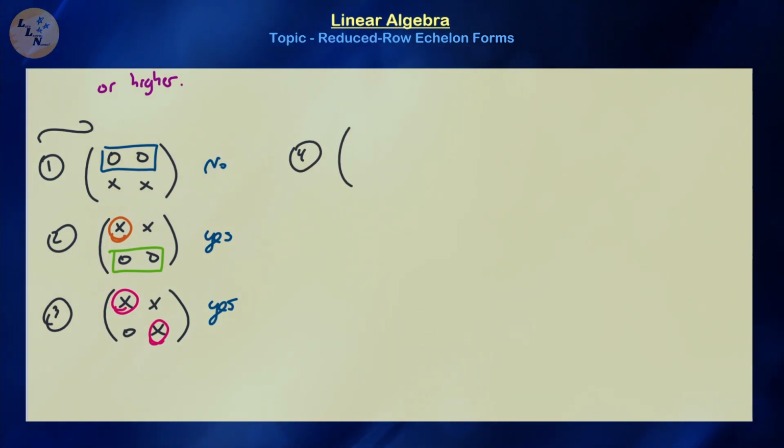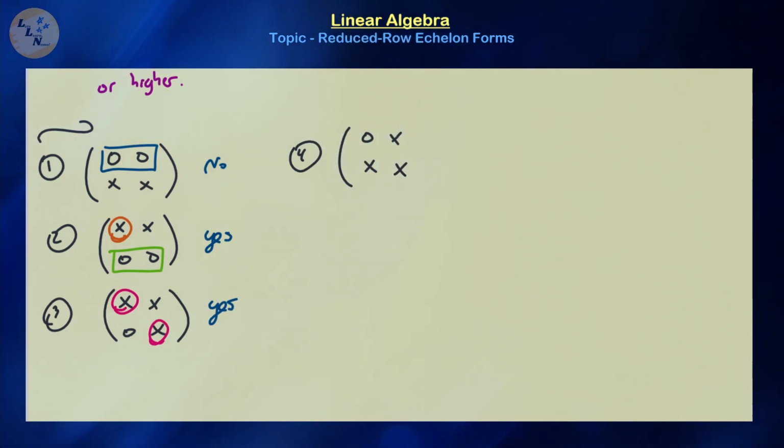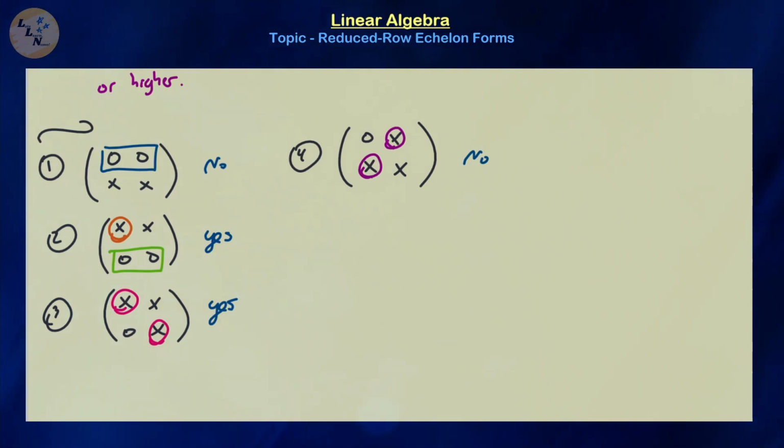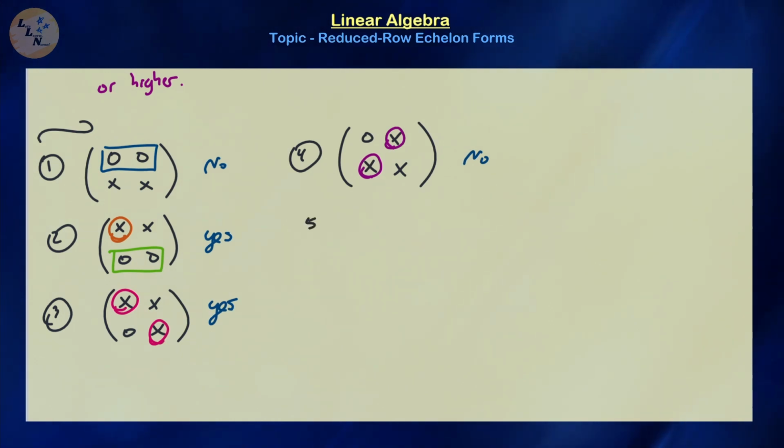Scenario 4. Suppose we have 0, x, x, and x. Is this in row echelon form? Take a moment and think. The answer would be no. So there are no all zero rows to consider, so that by default checks out, but notice that the leading coefficient of row 1 is located there, and that's to the right of the next leading coefficient. They should be reversed. So if we were to do a row swap with row 1 and row 2, that would put this in row echelon form, but in its current state, this is not in row echelon form.